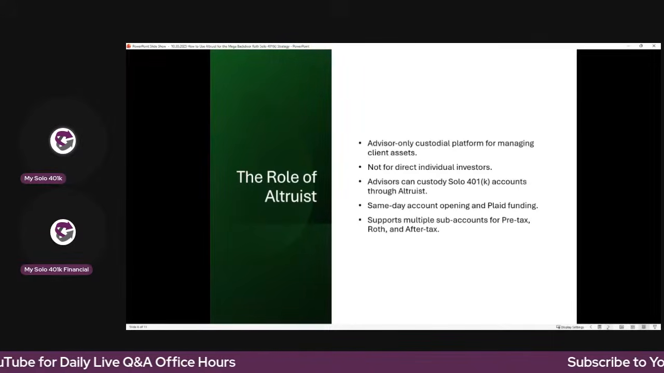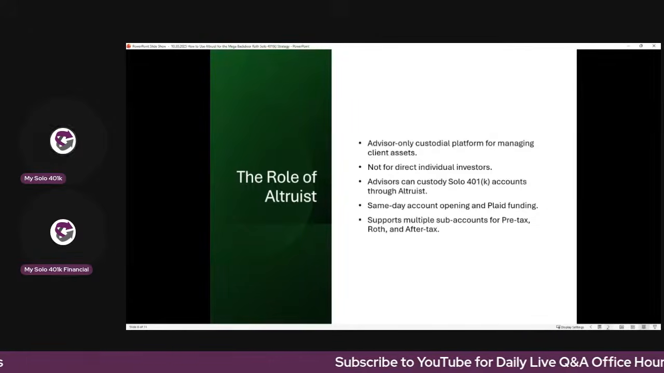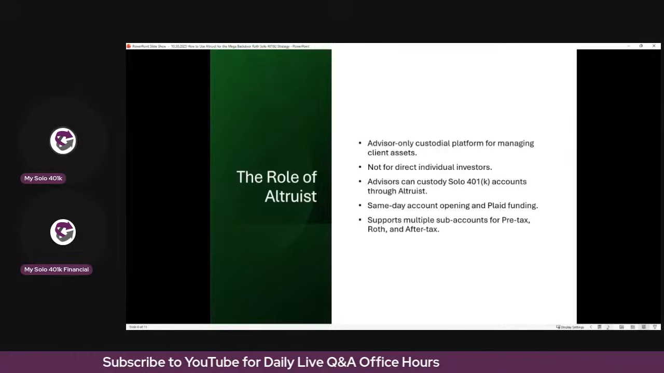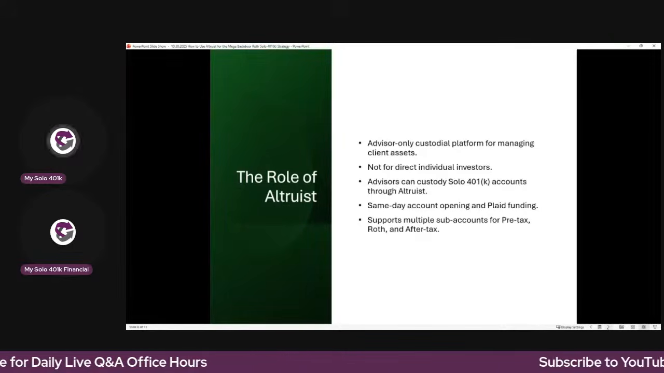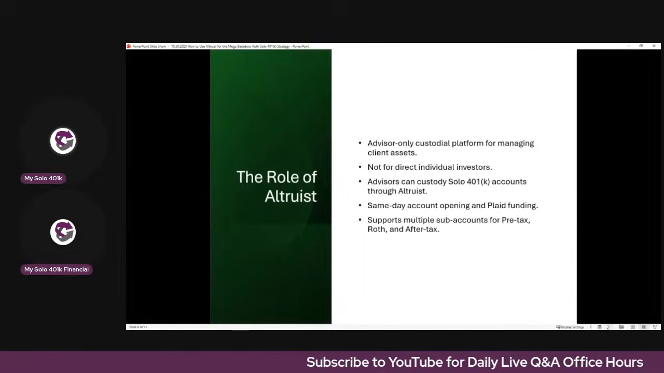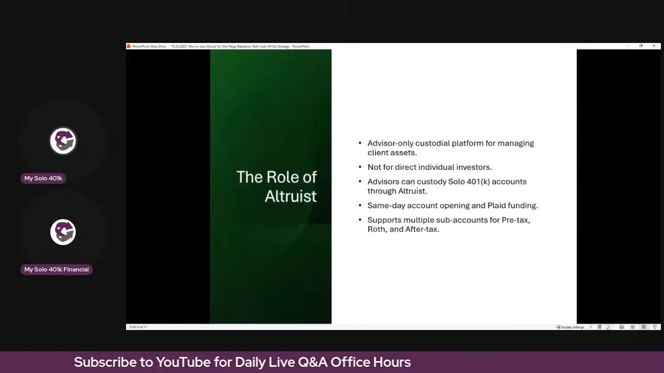And with Altruist's system, again, based on experience and client feedback, they make it easy to link an external account. For example, using Plaid, which is one of these systems or tools that are out there that allow you to link accounts at different financial institutions, such as linking your bank account to the retirement trust account at Altruist in order to fund it.